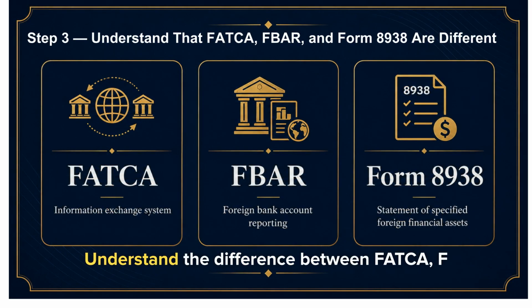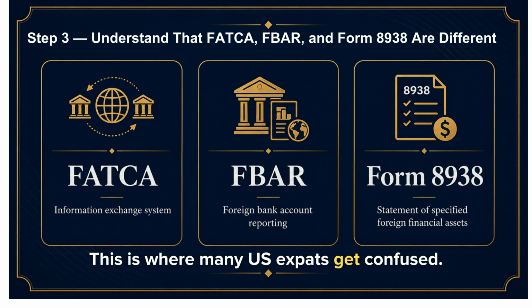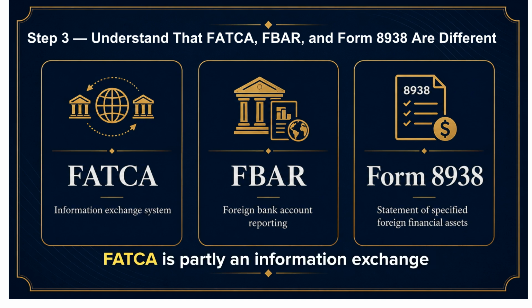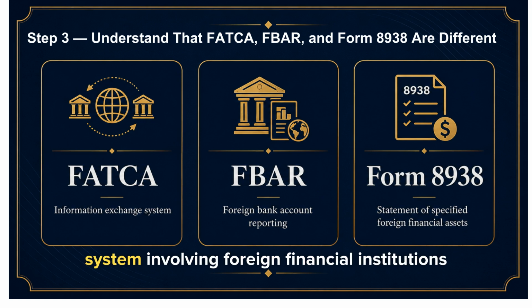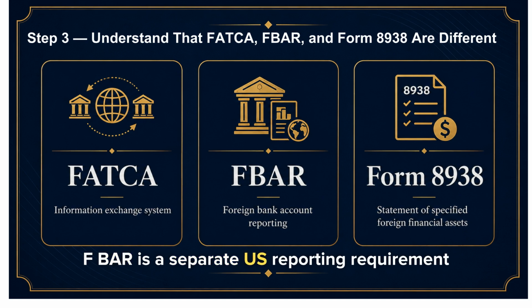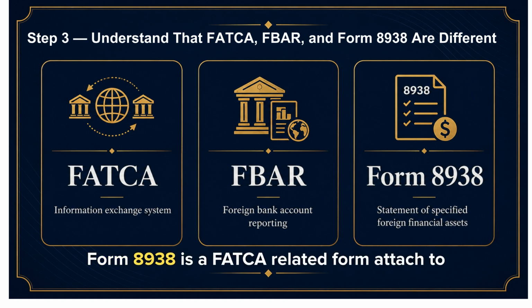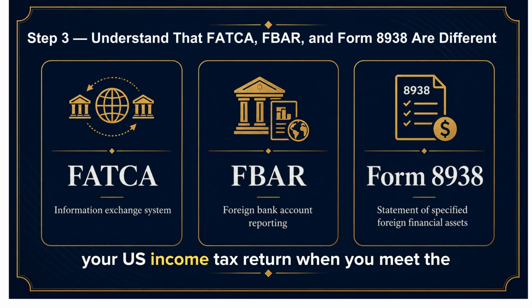Step 3. Understand the difference between FATCA, FBAR, and Form 8938. This is where many US expats get confused. FATCA is partly an information exchange system involving foreign financial institutions and tax authorities. FBAR is a separate US reporting requirement for foreign financial accounts. Form 8938 is a FATCA-related form attached to your US income tax return when you meet the relevant threshold.